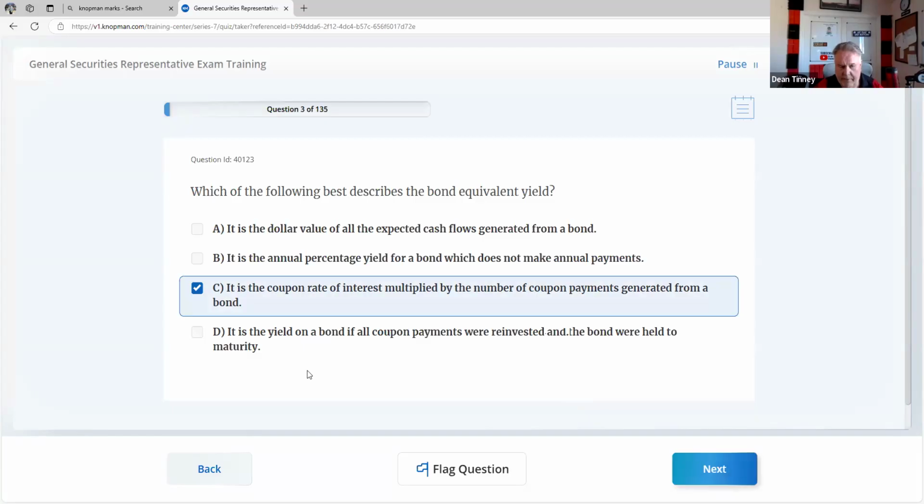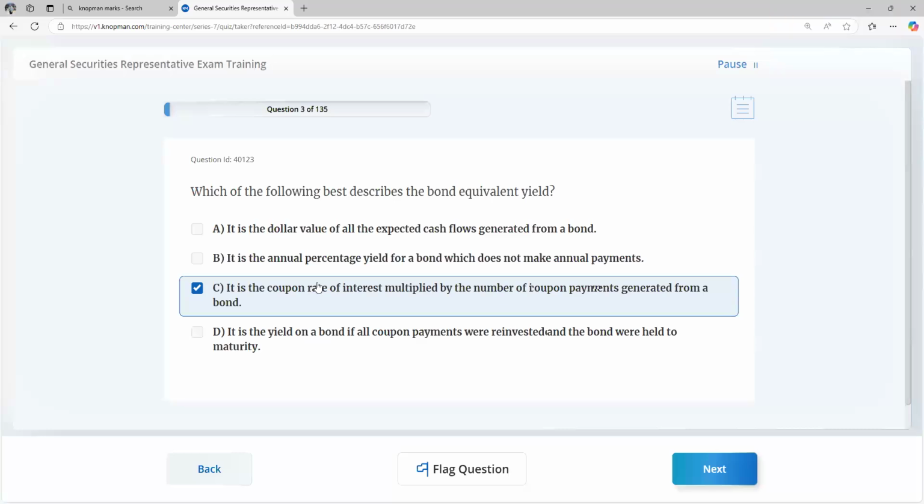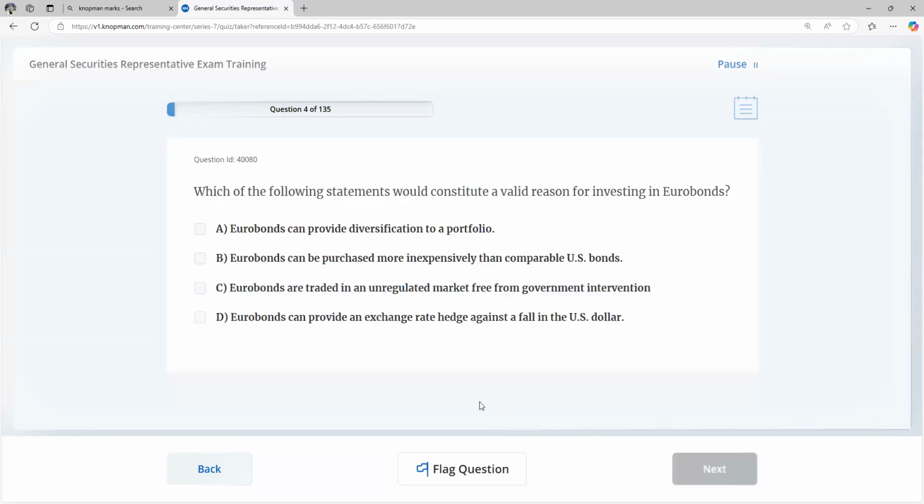I'm not sure, you may be correct. I'm going to go with D just because it makes the most sense to me based on the question, but you won't see anything on bond equivalent yield on the actual exam. What you will see is taxable equivalent yield and tax-free equivalent. That's what I was getting confused on because the language in that question just threw me off.